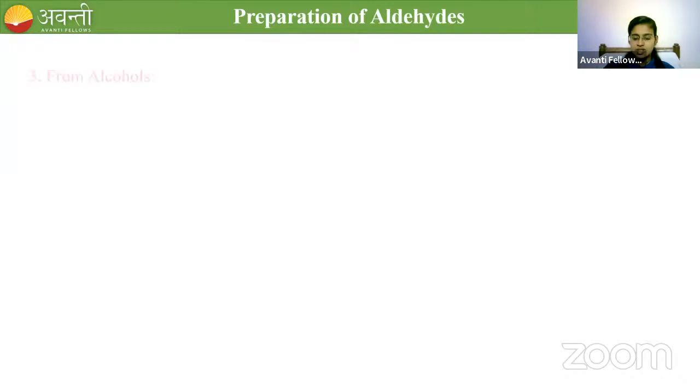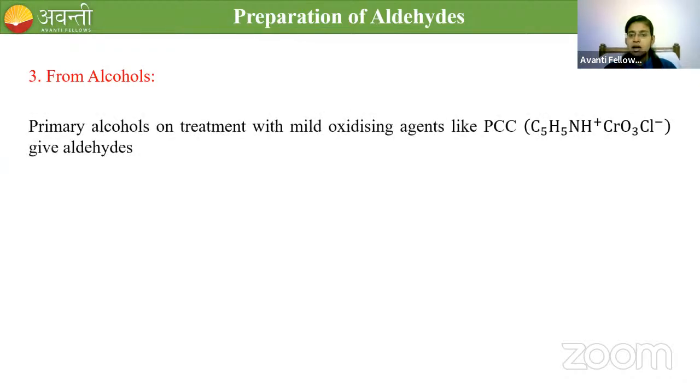So third is from alcohols. Mainly primary alcohols. Primary alcohols on treatment with mild oxidizing agents like PCC give aldehyde. The full form of PCC is pyridinium chlorochromate. So primary alcohols with PCC are going to give aldehyde.